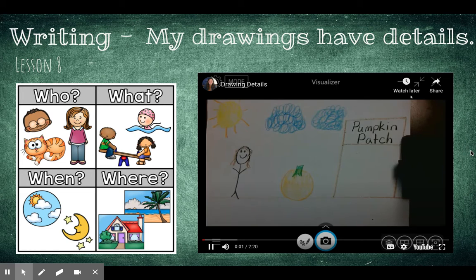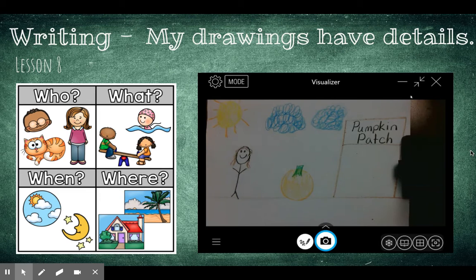Hi, boys and girls. Today we're going to continue talking about drawing our best pictures. But today we're going to look at our pictures that we drew last week, and we are going to see if they match our drawing details checklist we learned about today. Now, last week, Miss K chose to write about pumpkins because I love fall, and one of my favorite things about fall is seeing pumpkins everywhere.